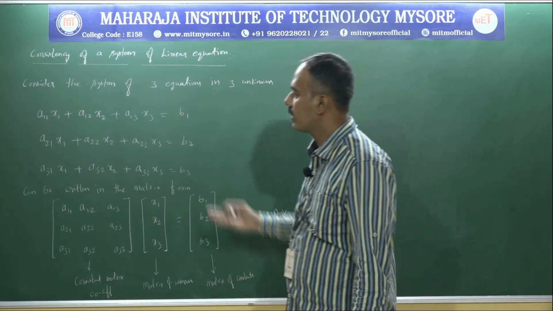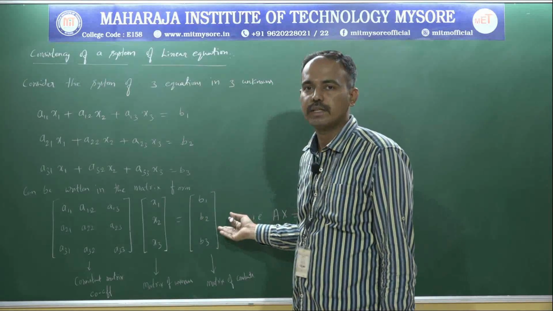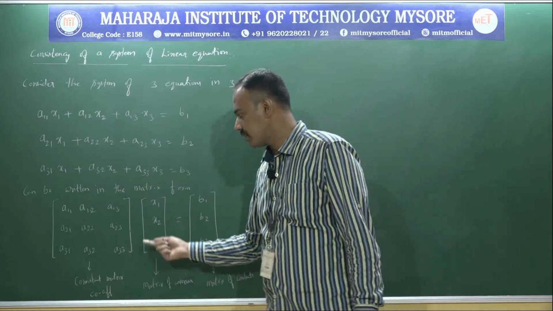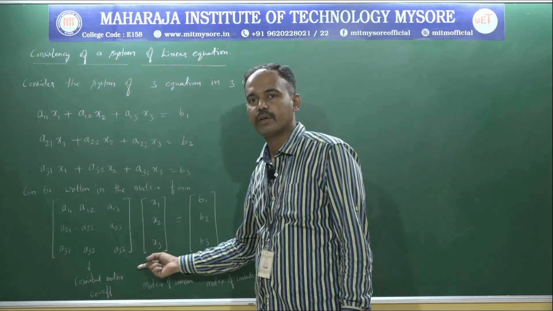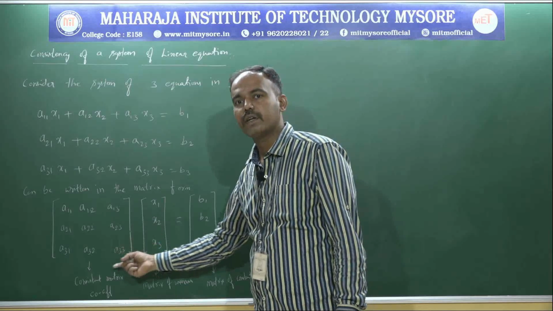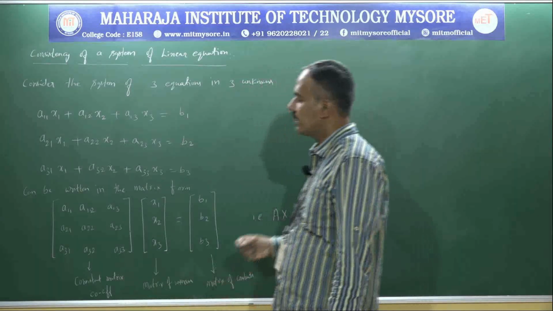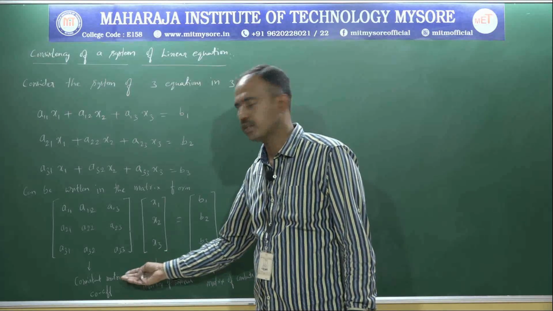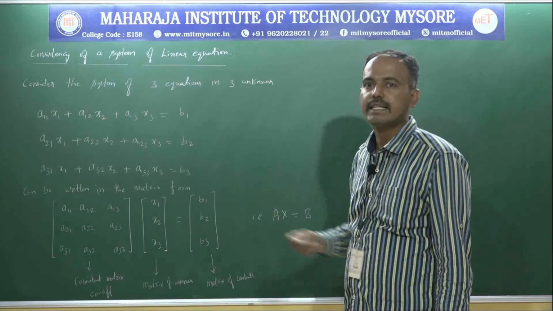Now the question is how to solve these three equations, and how to check the consistency. That is the important observation here. Suppose the system is consistent, which means it has a solution. After solving the three equations, if we get a solution, we consider the system of equations consistent. Suppose it is inconsistent, then we get no solution. That is the important observation. If we have no solutions, the system is inconsistent.